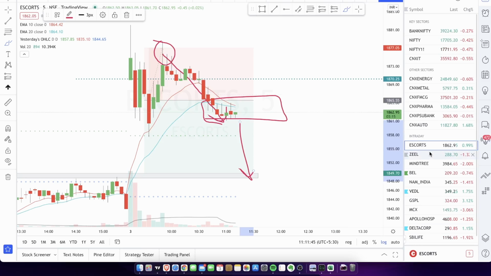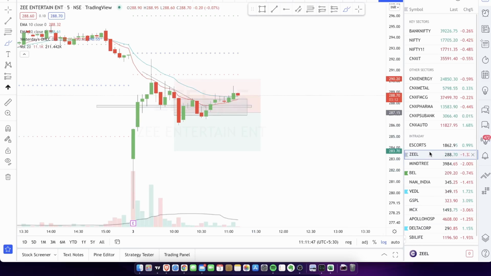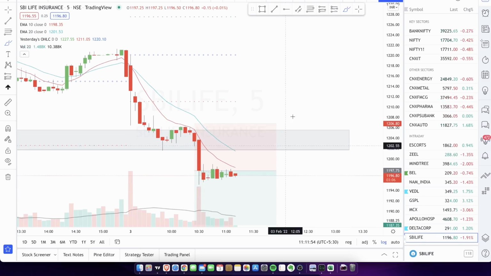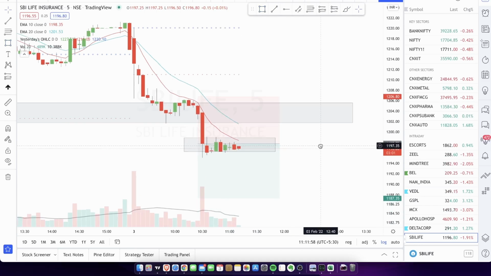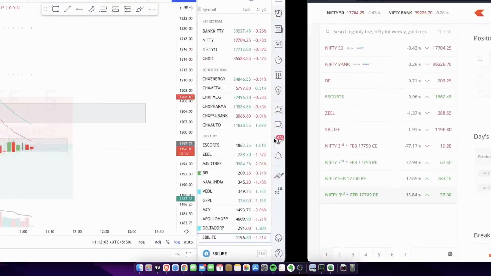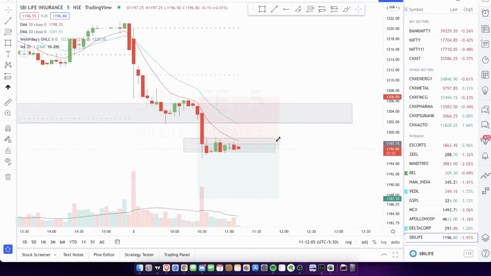And moving on to the other trade, which is SBI Life, which I talked to you about. It is still consolidating after a heavy breakdown. So let's see if it is able to go further down and give these target levels.